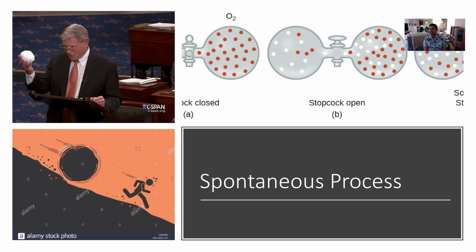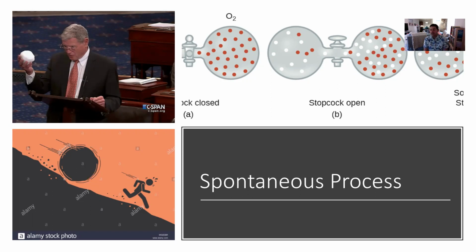Gases, when they are opened up, will spontaneously diffuse. We saw that in chapter 5. If we had two containers with two different gases and we had a stopcock between them, once we opened it, they will begin to diffuse. That is a spontaneous process. It occurs without outside intervention.